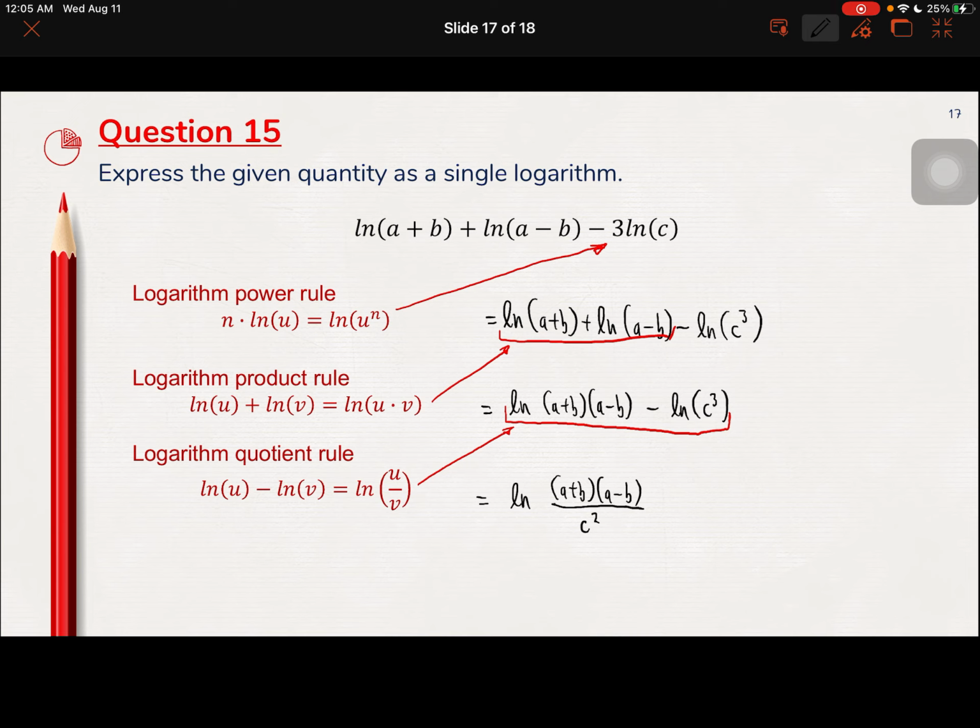Then I need to do the operation. Here we see that we have conjugates, and that means that we can write that as a difference of squares. So this becomes a squared minus b squared divided by c cubed. Sorry, I made a mistake here, it's c cubed, because that is the one that we have from the beginning. And this is the answer.